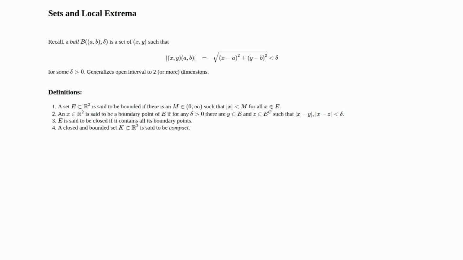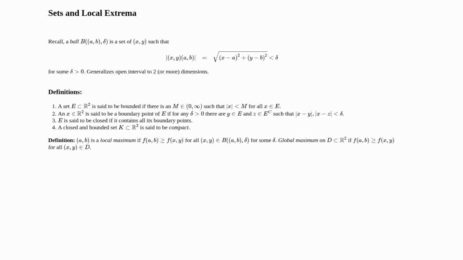And compactness and bounded properties are very important. We can go on and define what we mean by maxima and minima. (a,b) is a local maximum if f(a,b) is greater than or equal to f(x,y) for all (x,y) in a ball around (a,b). The ball can be arbitrarily small, but in some ball. So this is basically saying that there's no other point higher than f(a,b) around f(a,b). And around is interpreted very generally because it might be a very small area.